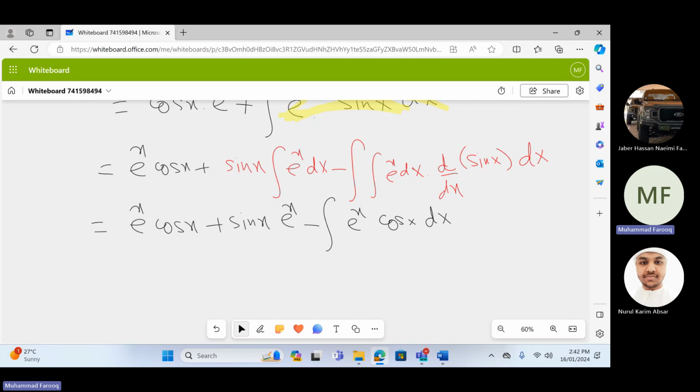So now the problem is that this question never ends. The loop. How does I make it stop? Look at it now. This side we have already I. Now e to the x cosine x, please.